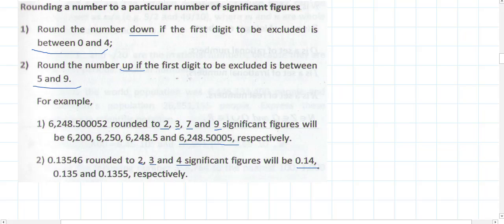So we have 0.14. And for 3 significant figures, we have 1, 3, 5. The next one is 4, and 4 is less than 5. That's why we round the number down, and we have 0.135. And the last one, 4 digits: 1, 3, 5, 4. After 4 we have 6, which is greater than 5, and we need to round the number up. So we have 0.1355. This is the answer.